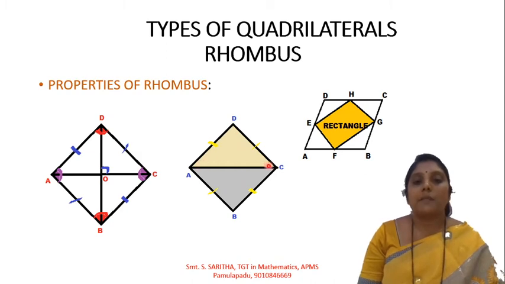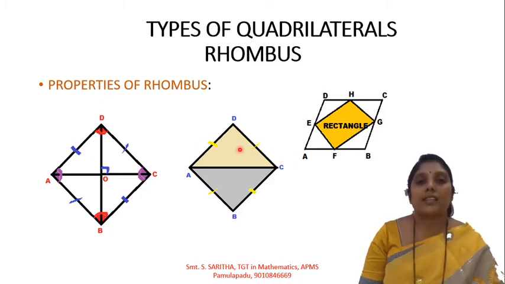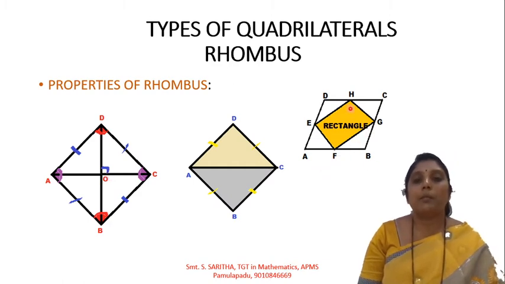Why? Because observe the triangle ADC here. AD is equal to CD. Two sides are equal. So it is an isosceles triangle. So each diagonal divides the rhombus into two congruent isosceles triangles. Suppose if you draw two diagonals here, in a rhombus we find that the two diagonals are perpendicularly bisecting each other. If you join the midpoints of the sides of a rhombus, the figure formed by joining the midpoints of the sides of a rhombus is a rectangle.